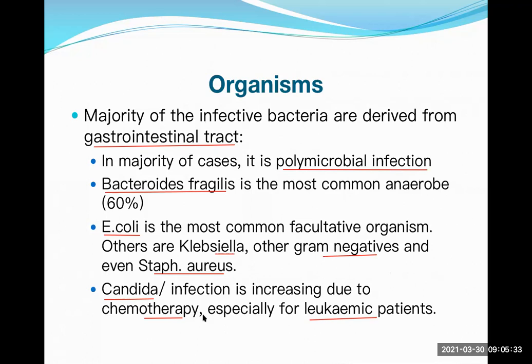Now, can you tell me what are the systemic antifungal drugs? Systemic. Amphotericin B. Very good. Amphotericin B or flucytosine, fluconazole, they are different, but amphotericin B is very commonly used in clinical practice.